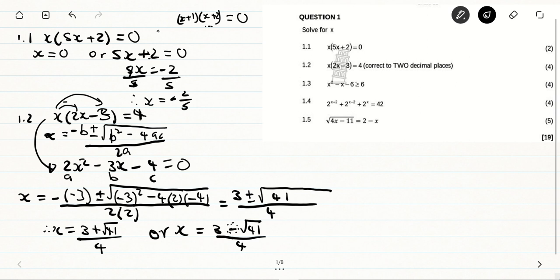So here, what you will see is that x is going to be equal to 2.35, or x is going to be equal to negative 0.85.